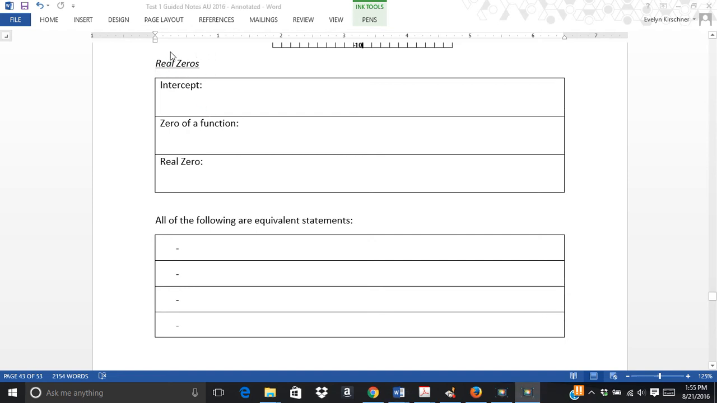We're going to talk about real zeros, because when we're talking about polynomials, we really want to investigate and analyze the graph. And we're talking about all different types of analyzing. So the first thing is a real zero. What I need to know first is what is an intercept. Well, an intercept is where the graph crosses an axis.